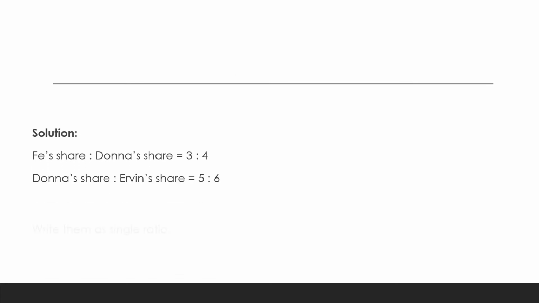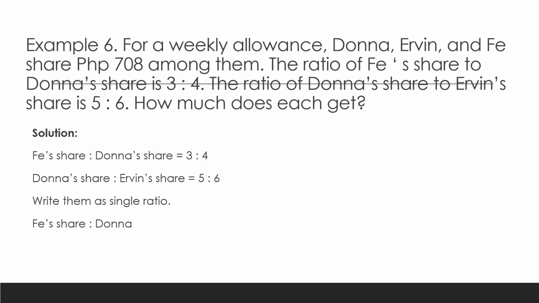Alright. Next. Example number 6. For a weekly allowance, Donna, Ervin, and Faye shared 700 pesos among them. The ratio of Faye's share to Donna's share is 3 is to 4. And the ratio of Donna's share to Ervin's share is 5 is to 6. How much does each get?